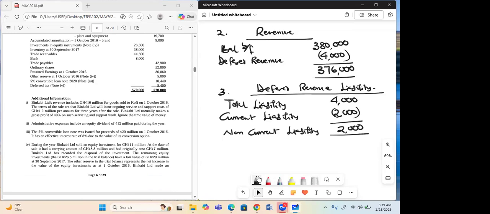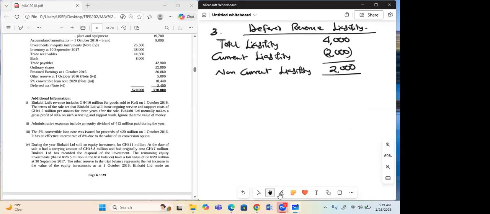It says administrative expenses include an equity dividend of 12 million paid during the year. Is this correct? Administrative expenses, should it include equity dividend? No. Do you remember this is the third time we are seeing this? Dividend is always wrongly treated as an expense. I told you this is one of the things you must be careful about. Don't say I didn't tell you.